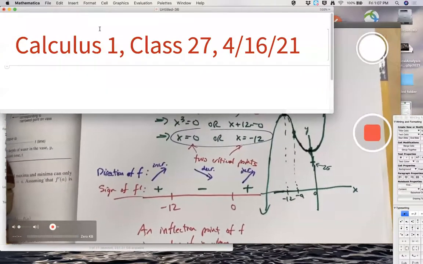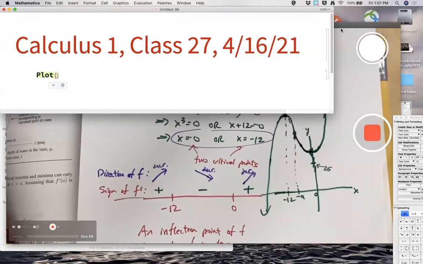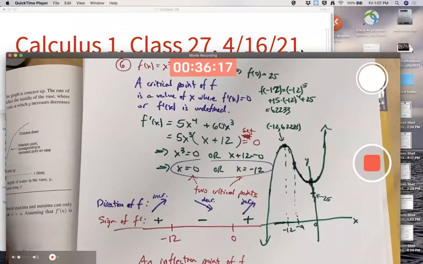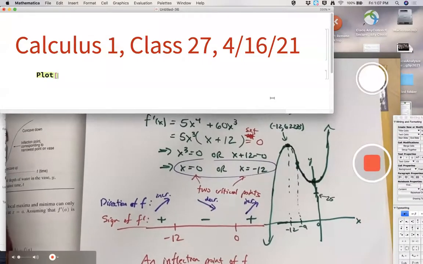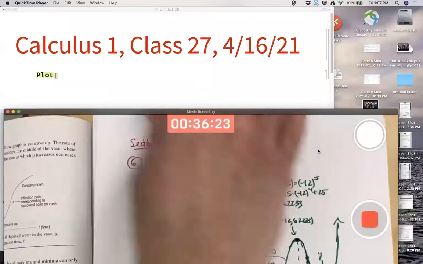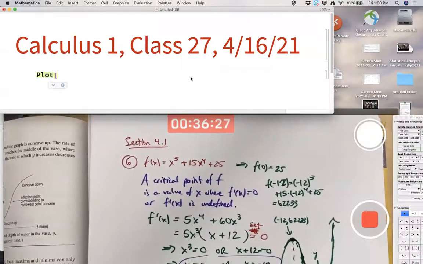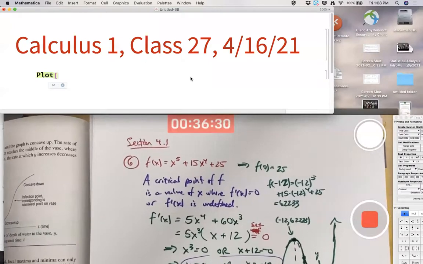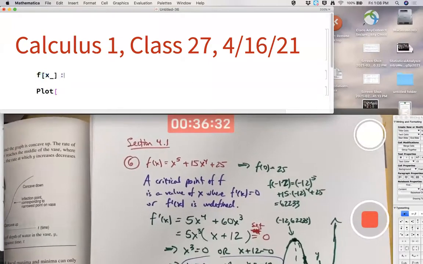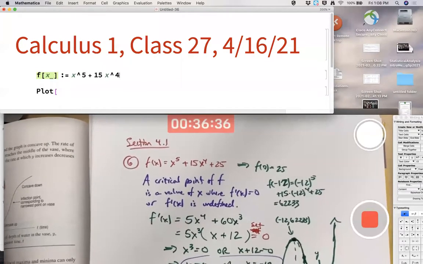As far as plotting this thing in Mathematica goes, or your calculator for that matter, you've got to pick a good window, right? If you pick a bad window, like for example, here we have, I'll just plug the function in like this. Well, let me define the function first. F of x equals x to the 5th plus 15x to the 4th plus 25.